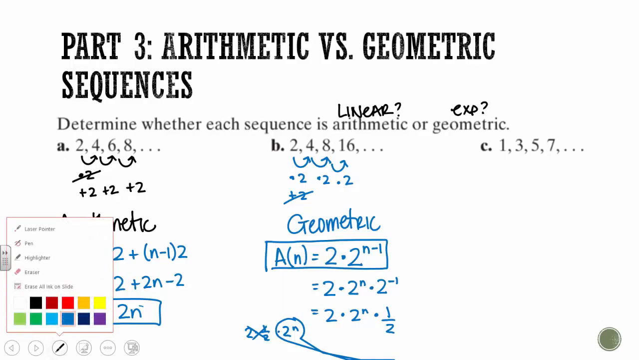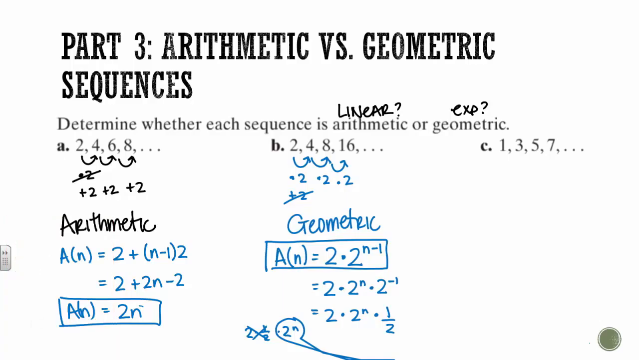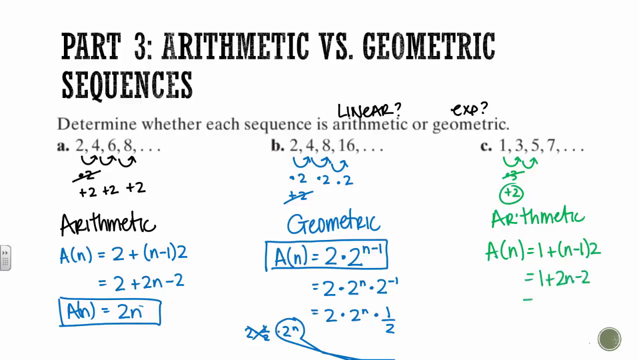So the next one, arithmetic or geometric. So to go from 1 to 3, I can either multiply by 3 or add 2. Here, multiplying by 3 doesn't work, so it's got to be the adding 2. It would be arithmetic. So when we plug it into our equation, we end up with our first term plus n minus 1 times our common difference. We'll do a little bit of distributing. We'll simplify, and we'll get 2n minus 1.